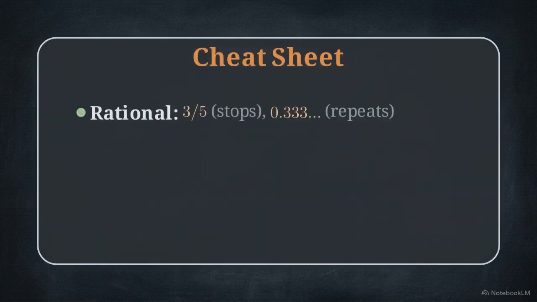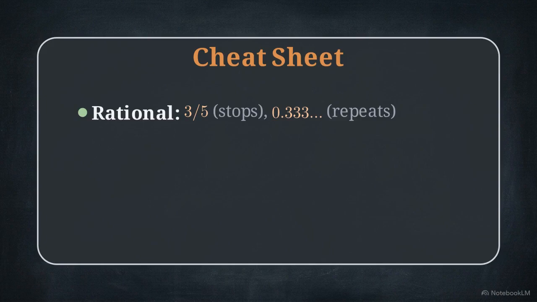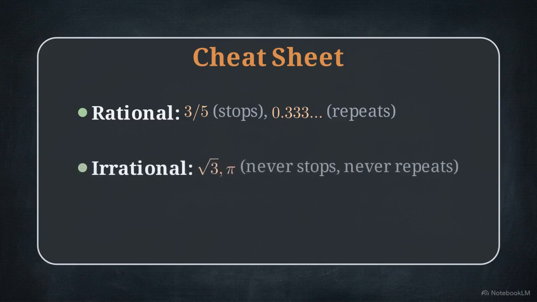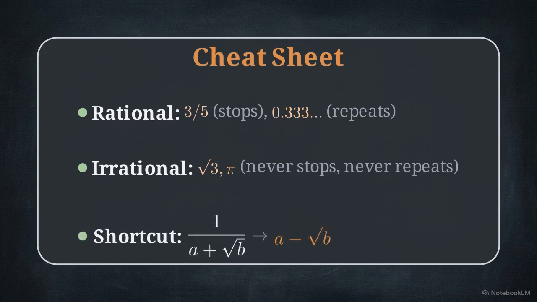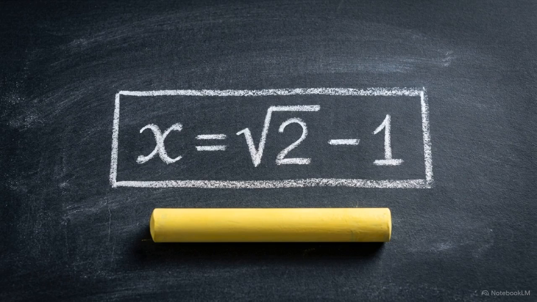To summarize, rational decimals terminate or repeat. Irrational decimals never repeat and never end. And to rationalize a denominator, use the conjugate to square away the root. Mastering these definitions and procedures lets you simplify complex expressions into their standard, readable forms.